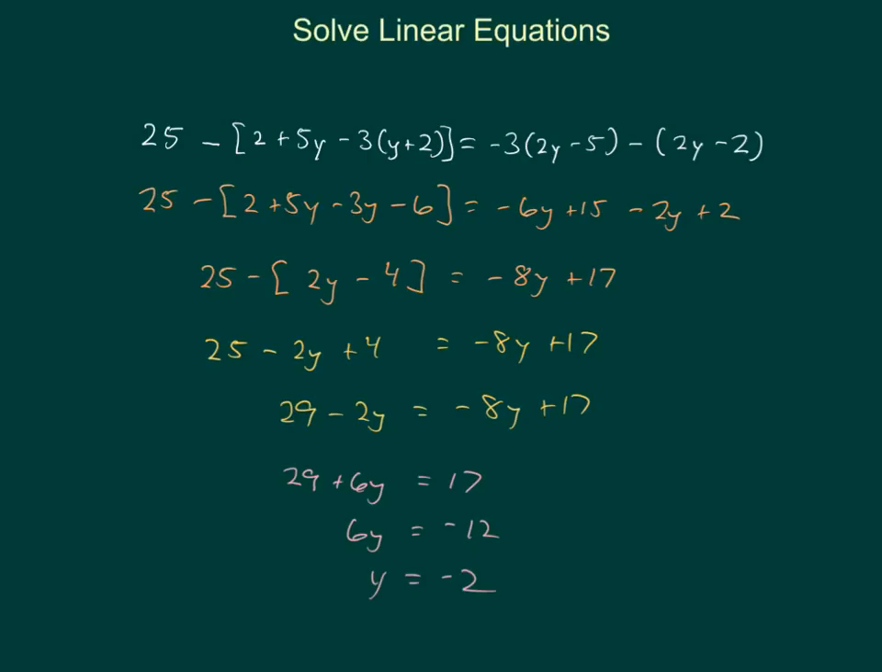Combining like terms here. Now at this point, what I need to do is get all the y's on one side and everything without a y on the other. So I added 8y to both sides to get 29 plus 6y equals 17. Subtracting 29, I get 6y equals negative 12. And dividing by 6, I get y equals negative 2. Take a minute and make sure that you're comfortable with everything you see in this problem. And when you are, we'll move on to the next one.